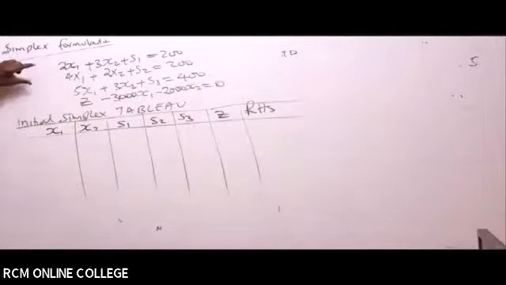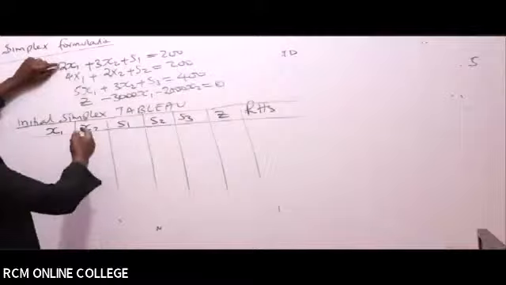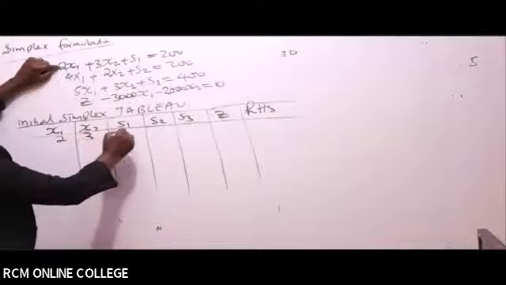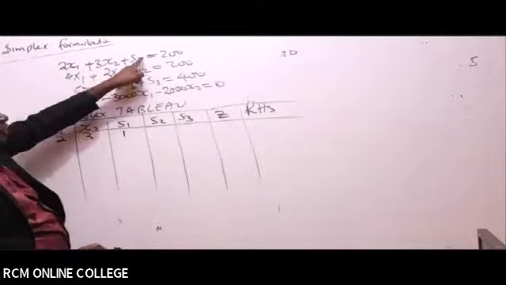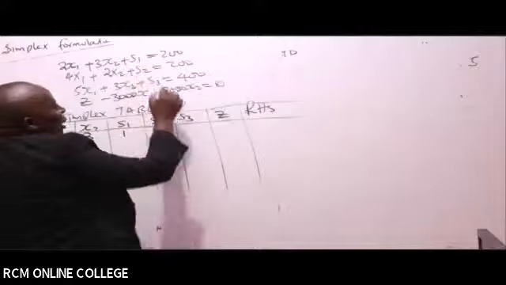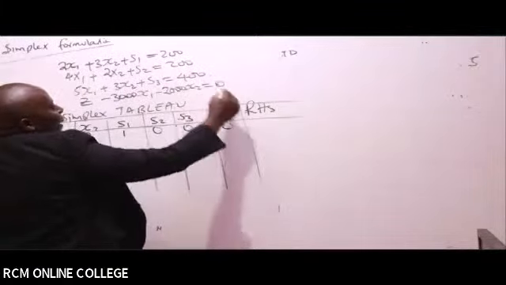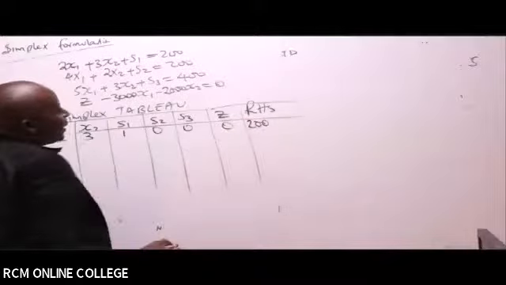So then we bring here the coefficients. Like the coefficient of x1, equation number 1, this is 2, this is 3, this is 1. And then we don't have s2, so 0. We don't have s3, 0. No z here, 0. But we have the right hand side being 200.